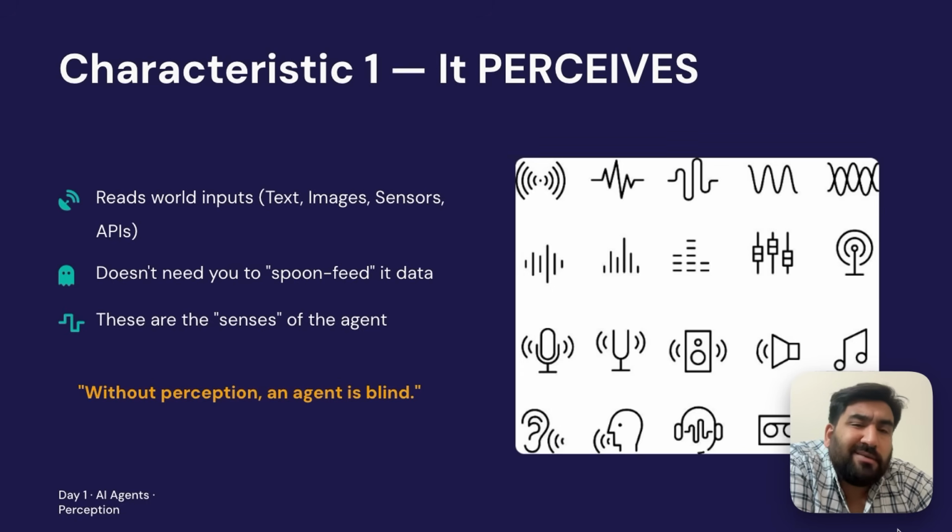And here is something interesting that I want you to remember. The better the perception, the smarter the agent looks to the user. Most of the so-called magic you see in modern AI is really dramatically better perception than we had 5 years ago. Cameras got better, right? Microphones got better.